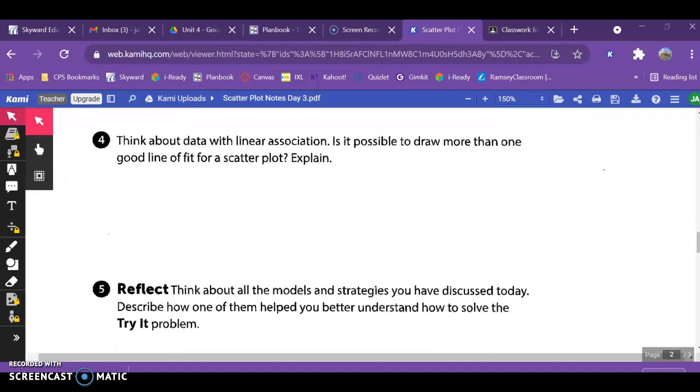Think about data with linear association. Is it possible to draw more than one good line of fit for a scatter plot? If it has linear association, that is where we can really use our calculators and figure out the perfect line of best fit. But again, you could hand draw one. So is it possible to have more than one? Yes, it is, depending on how you went about finding it. If you're just drawing it by hand, it's not going to be exactly perfect. But if you use the calculator, then you're going to have a more exact line.